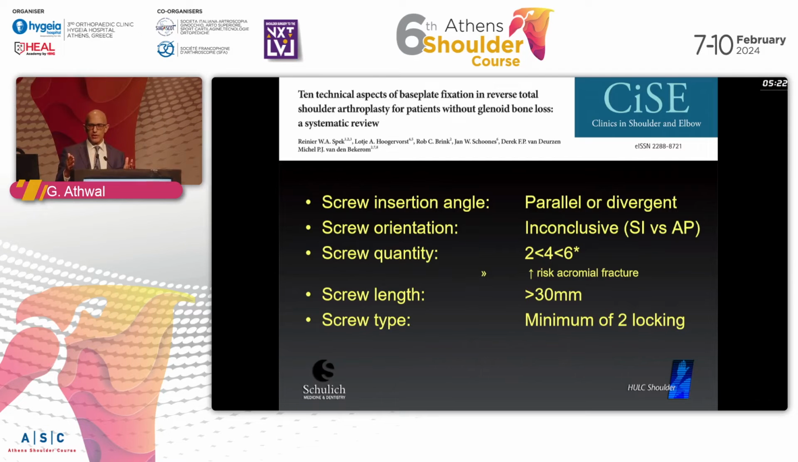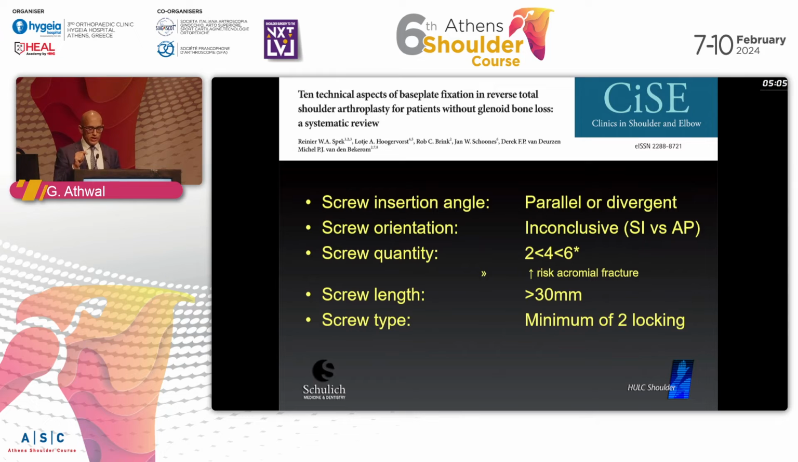And so that's something that I think we all believe in. With looking at screw orientation, they found it was inconclusive. So in those base plates that have 2 locking screws and 2 compression screws, they couldn't show a difference whether the locking screws should be SI or AP. So I think you can do whatever you feel like in that.